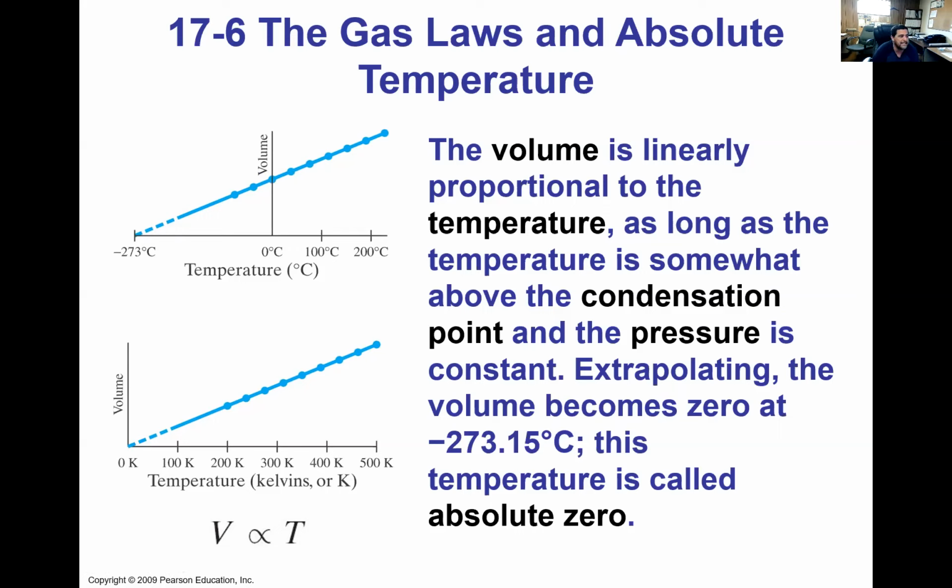If you were to extend that temperature scale lower and lower until you got to a volume of zero, okay, that is absolute zero. It occurs at negative 273.15. So for the purpose of most of these calculations, we're just going to use 273, okay?